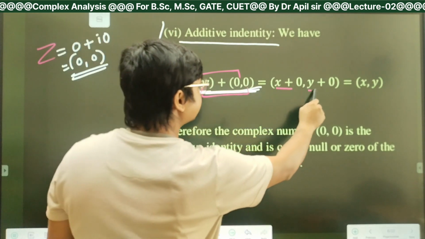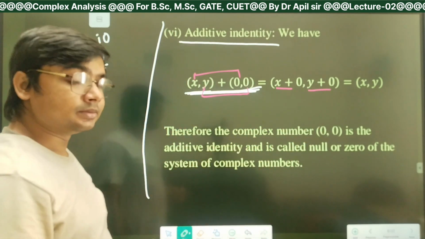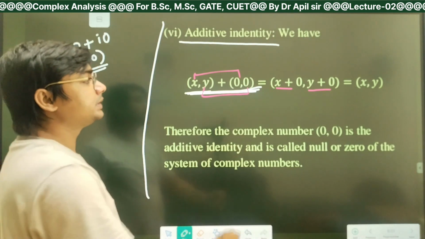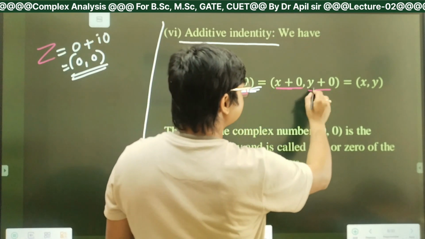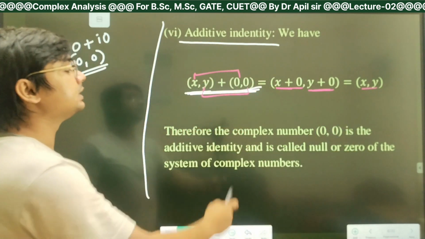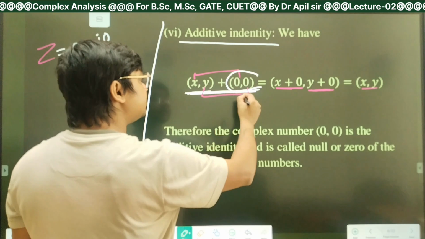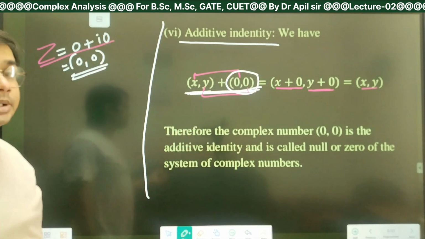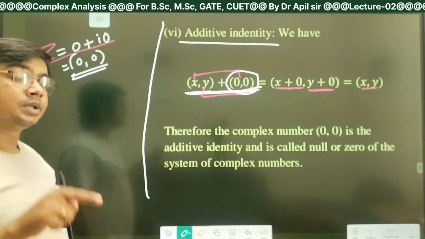So this we get by using the sum property, right? So what will be this below? This will be x plus 0, y plus 0, that means x, y. So you see here, 0, 0, or simply 0 plus i0, is a complex number.